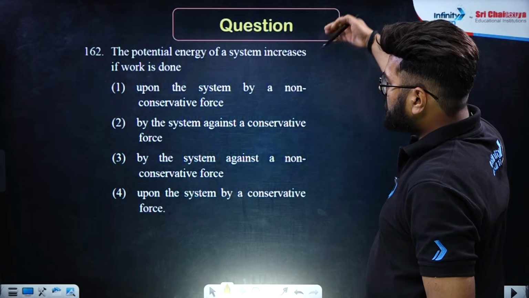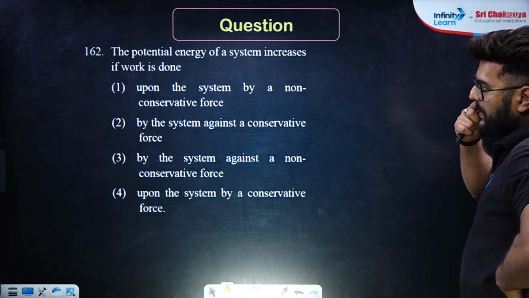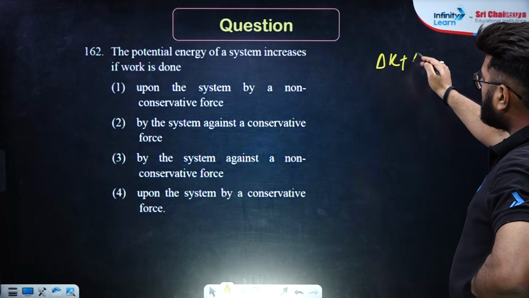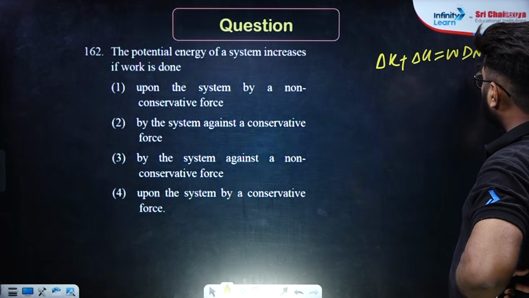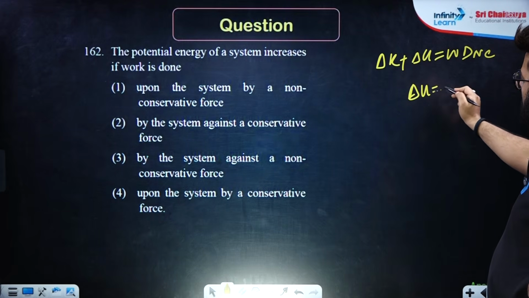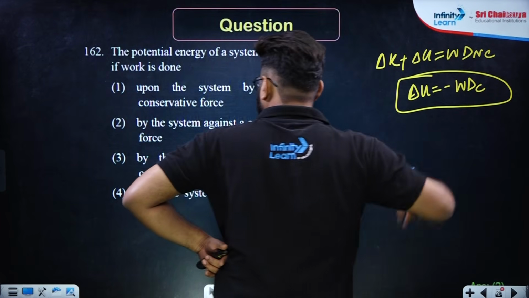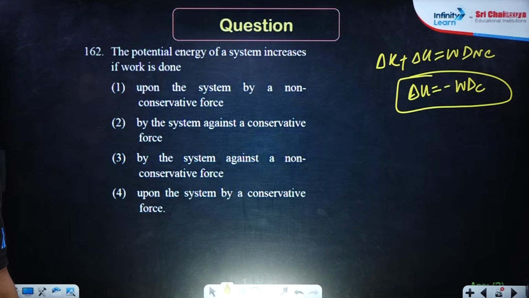The potential energy of a system increases if work is done: upon the system by a non-conservative force, by the system against a conservative force, by the system against a non-conservative force, or upon the system by a conservative force. So if a conservative force is doing work, let's talk about them one by one. Okay, delta K plus delta U equals to work done by non-conservative forces. Okay, and further delta U equals to negative of work done by conservative forces. That means work done against conservative forces, right?